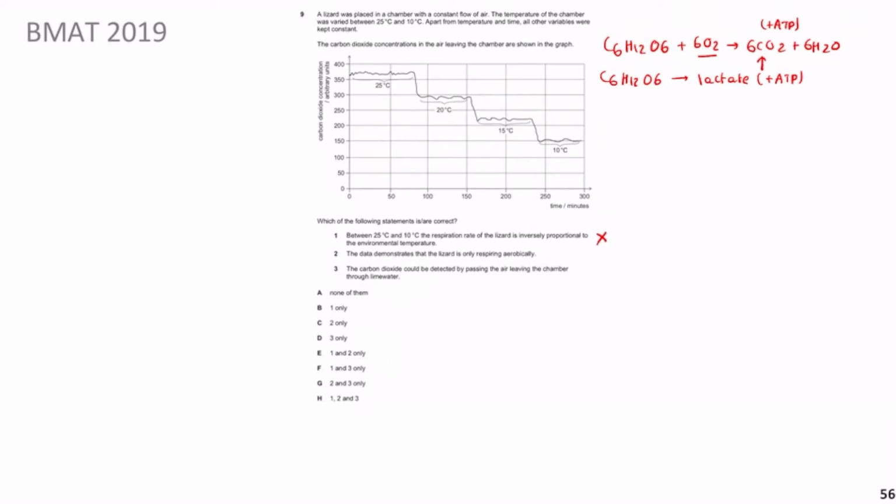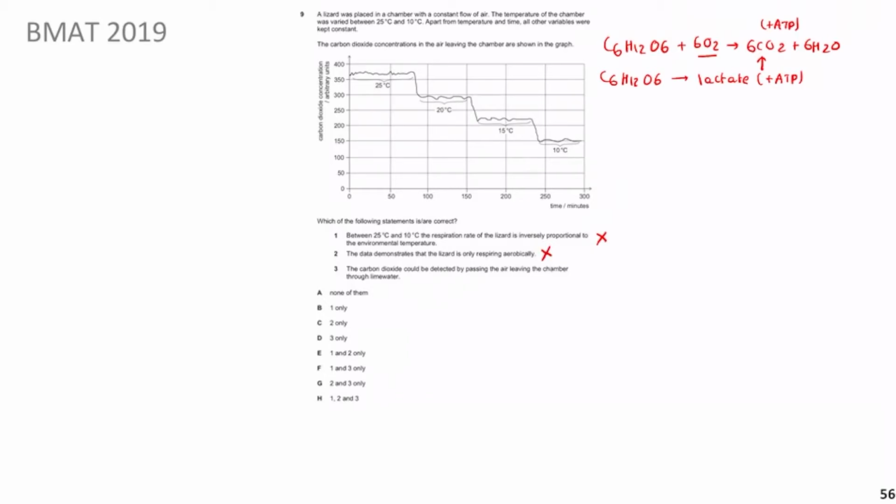And then it says the data demonstrate that the lizard is only respiring aerobically. You can't actually conclude that, because yes, you're producing CO2, but you could have aerobic respiration and anaerobic respiration at the same time. If you have both at the same time, yes, you'll be producing CO2, but you wouldn't know if you're doing anaerobic respiration because that doesn't produce CO2. So this one can't be it.